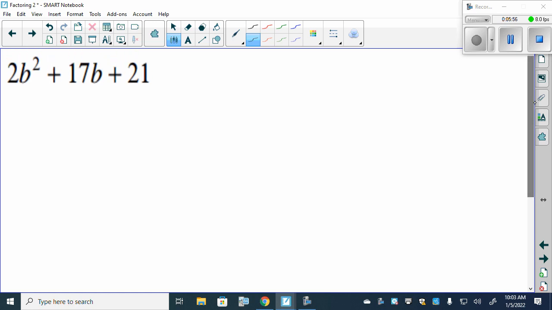All right, let's look at the next one here. 2b squared plus 17b plus 21. Is there a greatest common factor between these three terms? No. So we can move on to our two sets of parentheses with three spaces.